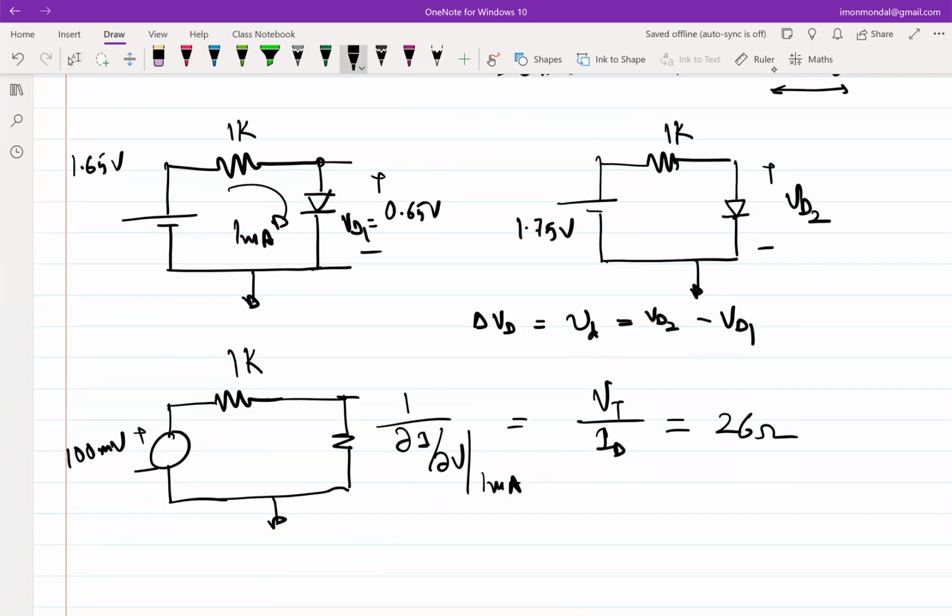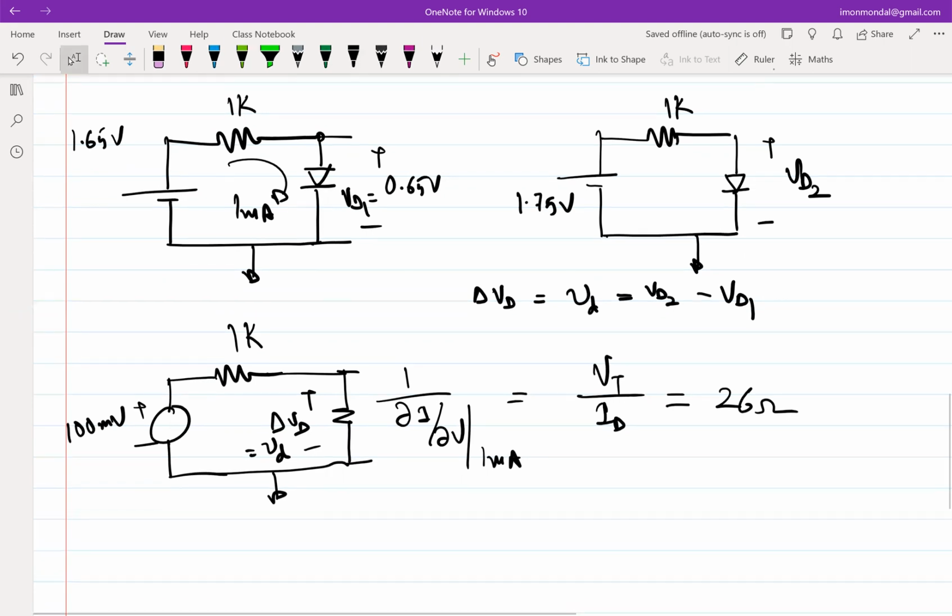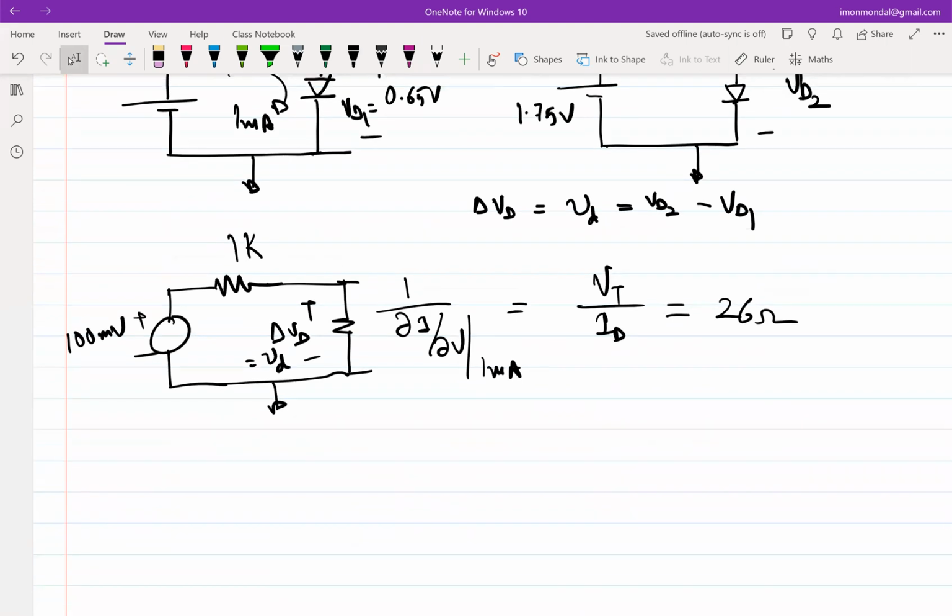So whatever you are observing here is delta VD, or according to the notation, small v subscript small d. So if this is the case, then obviously your vd is 100 millivolt times 26 by 1026, which I did the calculation yesterday. It comes out to be about 2.5 millivolts, sorry.